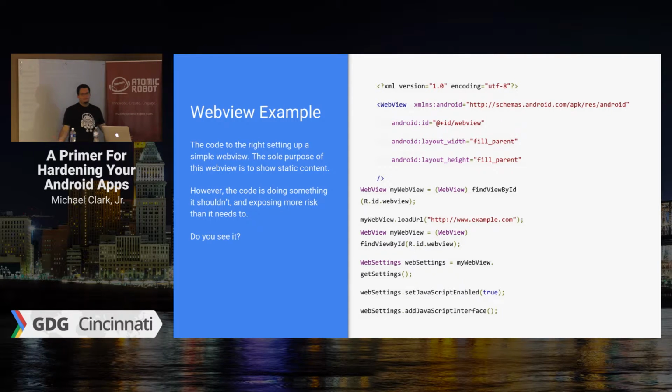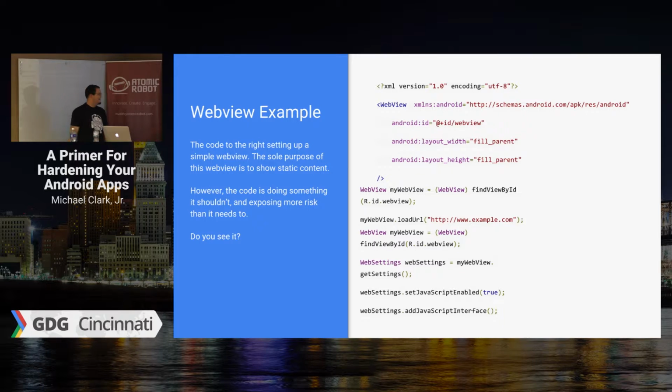What is it doing? And it's pretty obvious, I would think. What is it doing that it shouldn't? What's the additional risk that is turned off by default with WebViews? Anybody? JavaScript. Yeah, so that's one. Set JavaScript... well, which one? Interface or enabled? One current JavaScript, one current. Both. Yes. Actually, it is both.